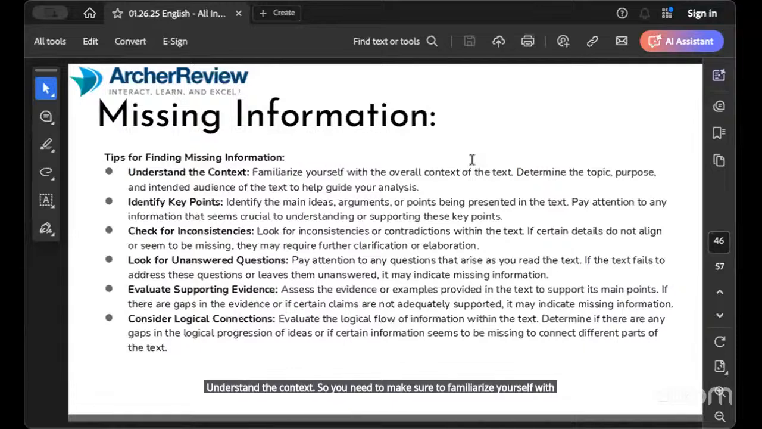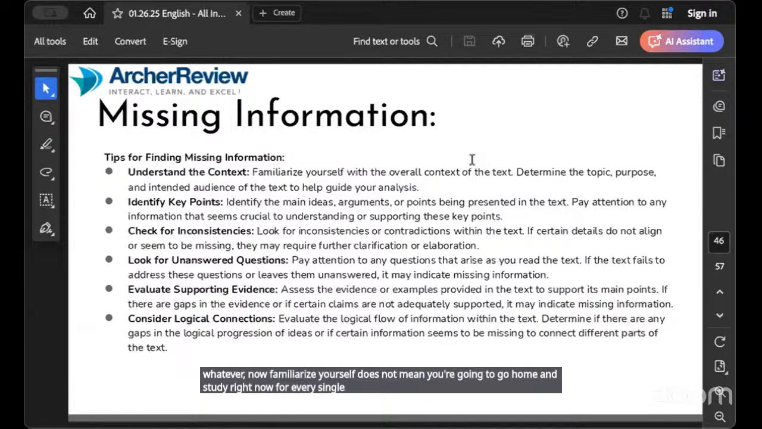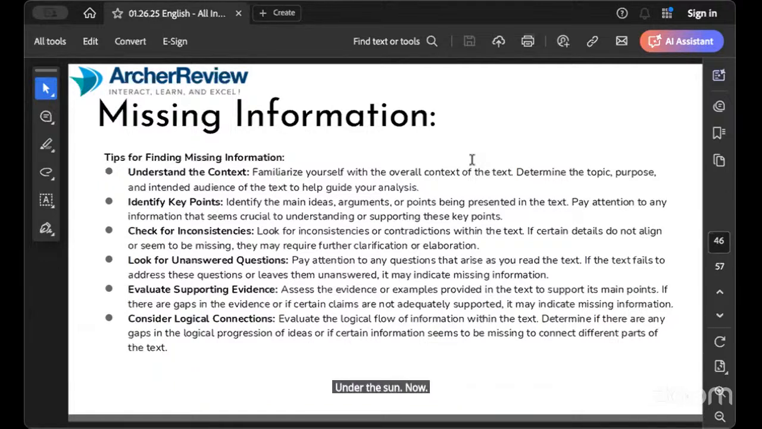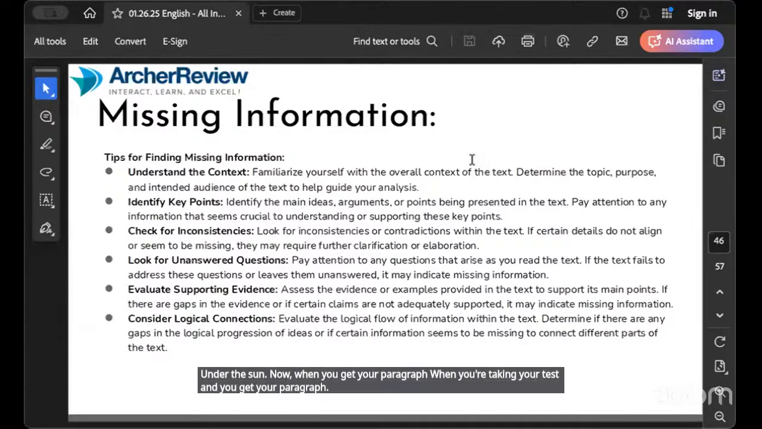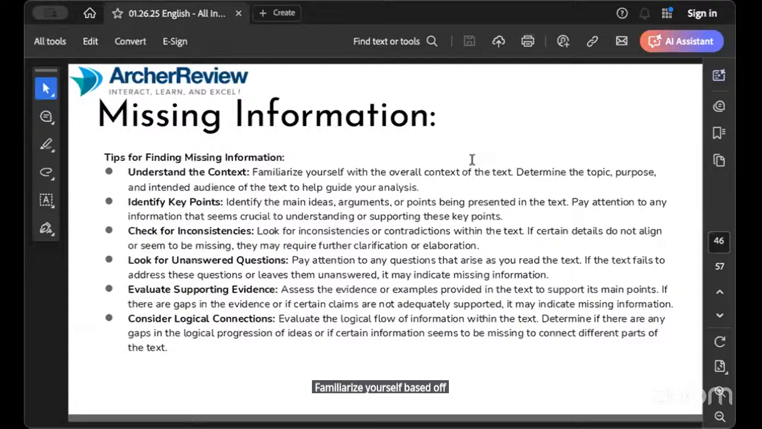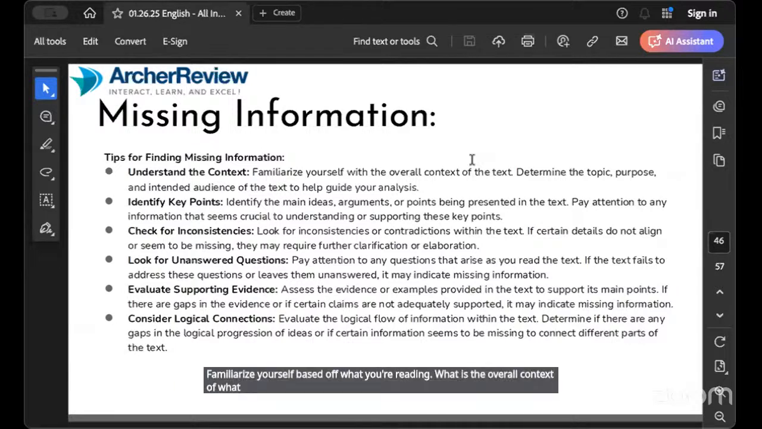You need to make sure to familiarize yourself with whatever. Now, familiarize yourself does not mean you're going to go home and study right now for every single subject that could be presented under the sun. No, when you get your paragraph, when you're taking your test, familiarize yourself based off what you're reading. Okay? What is the overall context of what that paragraph is trying to say?